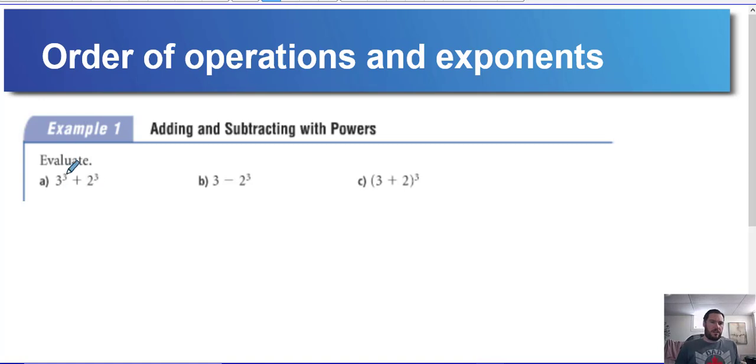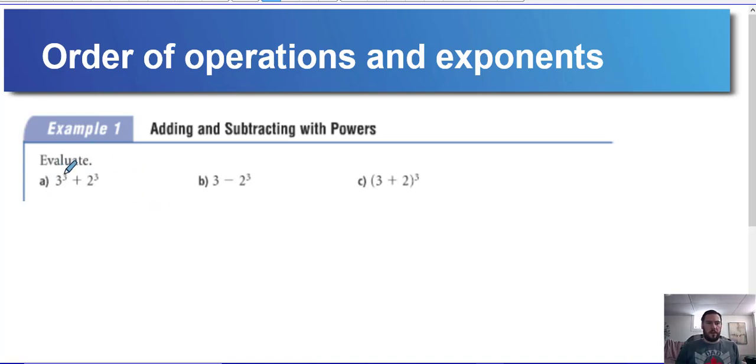So the first question here says 3 to the power 3 plus 2 to the power 3. And powers are repeated multiplications, meaning that this 3 to the power 3 is 3 times 3 times 3, and this 2 to the power 3 is 2 times 2 times 2. And because there's an addition separating the two, there's not much that we can do with that. As long as we're doing our order of operations in the correct order, we should get the right answers.